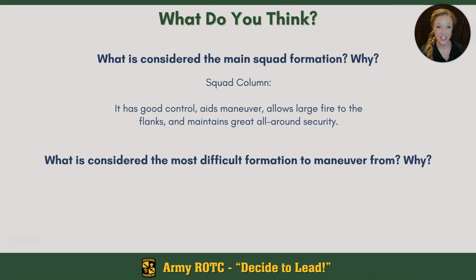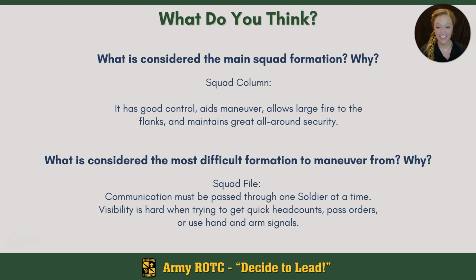Now, which one of those formations is considered the hardest to maneuver from and why? Well, remember, that's that squad file. And that's just because communication can only be passed one soldier at a time because you can only see one soldier at a time. That means that it's tough to be able to pass down head counts, any type of orders from the front all the way back. Our hand and arm signals can only go one at a time. So it just takes a little bit longer to actually maneuver people correctly.